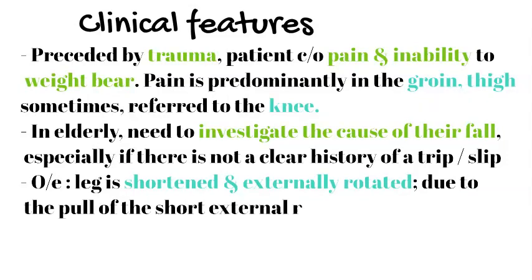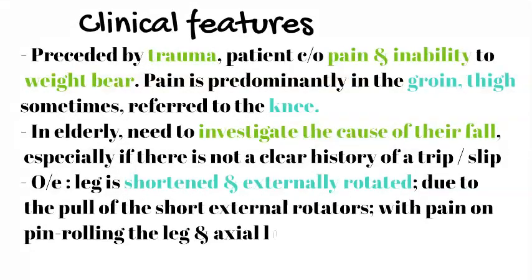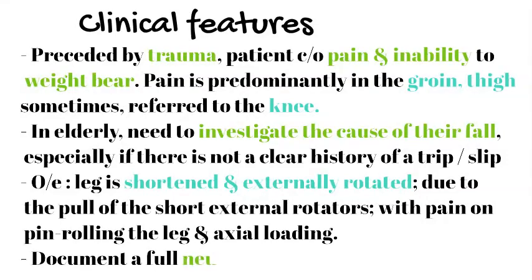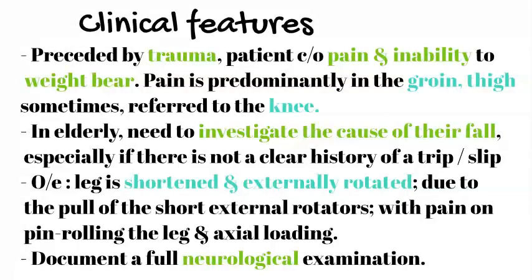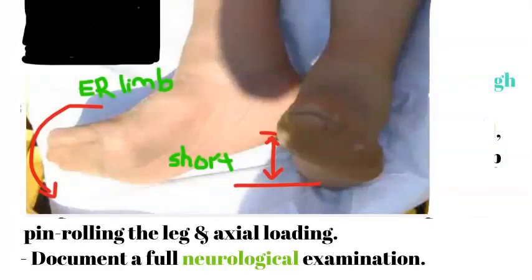On examination, the leg is shortened and externally rotated due to the pull of the short external rotators, with pain on pin rolling the leg and axial loading. Please document a full neurological examination. This figure shows the externally rotated and shortened limb that indicates a fractured neck.